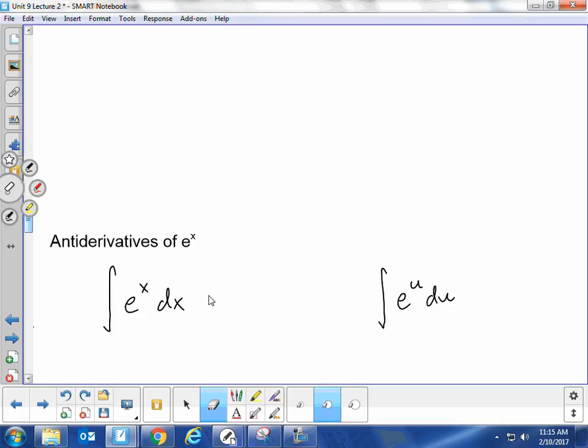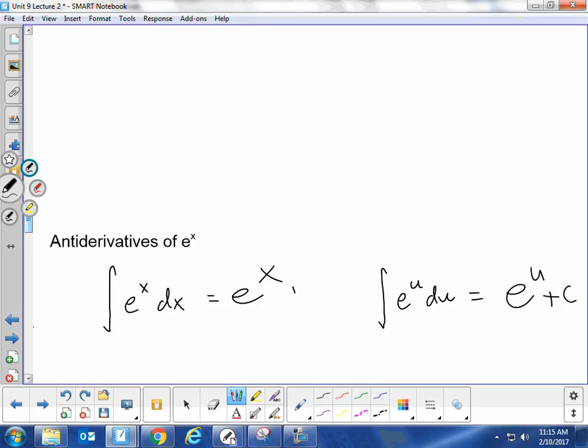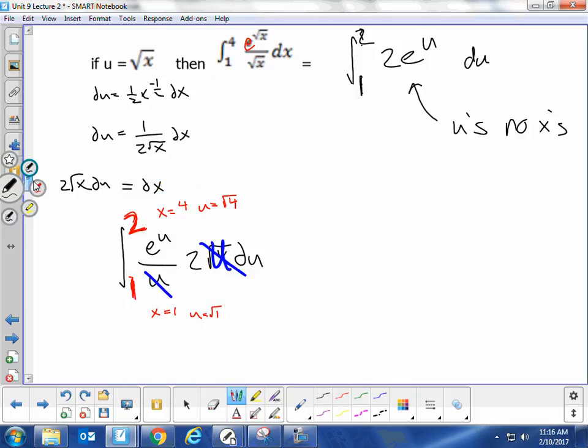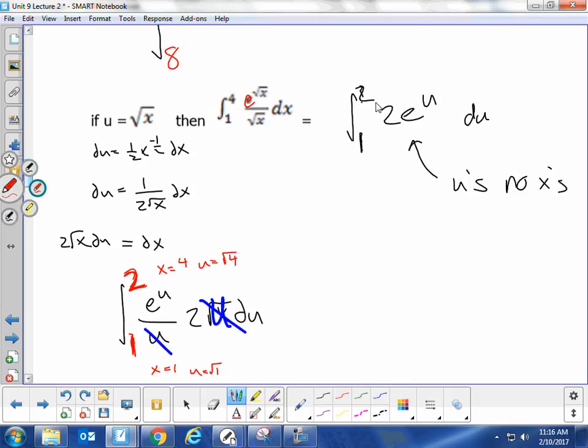Well, that means the antiderivative of e to the x is e to the x. Or if you have e to the u, guess what? It's e to the u plus c. Don't treat it any different than just another variable. Okay? Now, this is where things sometimes crisscross wires in students' brains, and they get all messed up if they haven't been all messed up already. Because the antiderivative of 2e to the u is 2e to the u. From 1 to 2 would be 2e squared minus 2e.